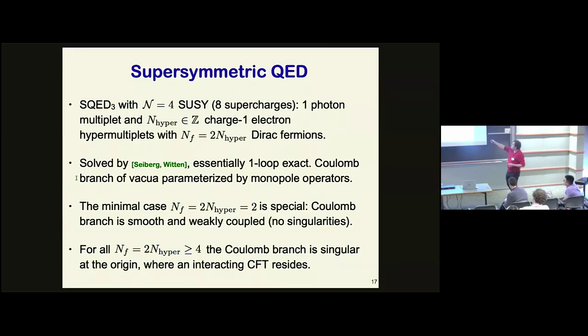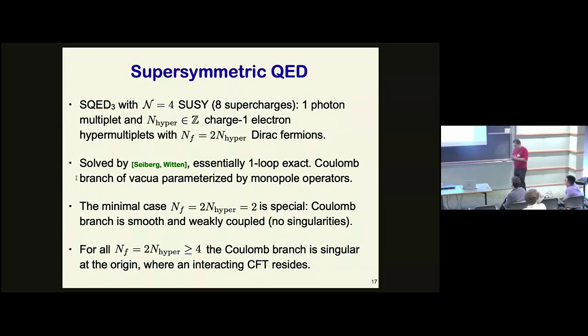And there, super QED with that number of supercharges is parameterized by a photon supermultiplet and then some integer number of electron hypermultiplets. And the integer number of electron hypermultiplets actually contains twice that number of Dirac electrons. So what I called NF in my discussion is really twice the number of hypermultiplets in the conventional N equals 4 normalization.